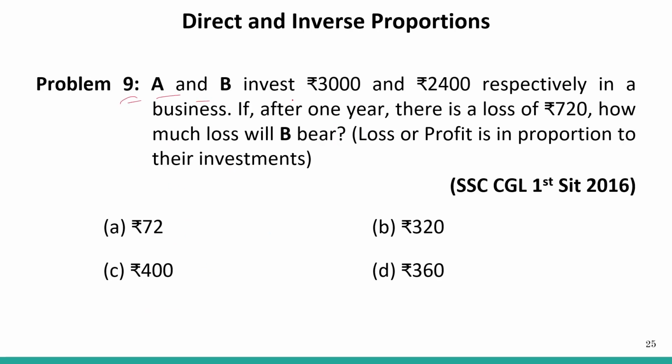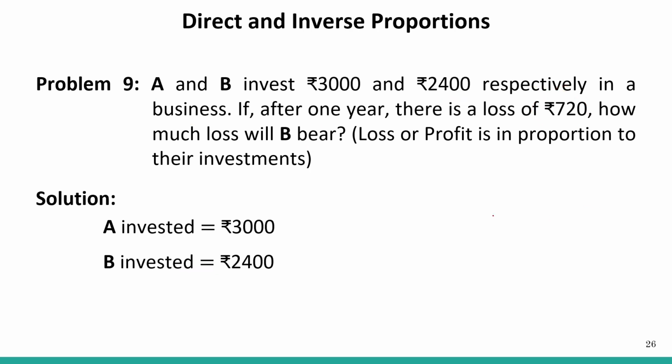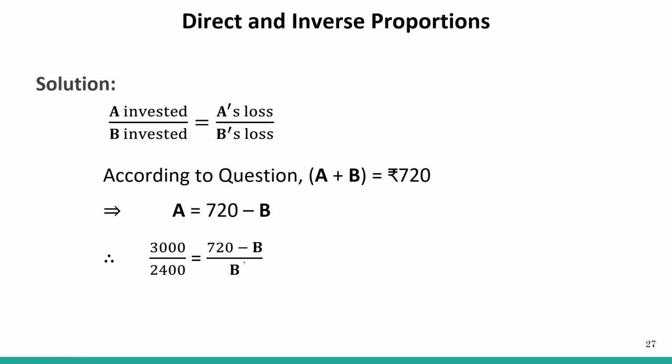So if A and B invest 3000 and 2400 respectively in a business, after 1 year there is a loss of 720 rupees. Okay, so the loss is 720 rupees. So how much loss will B bear? Loss or profit is in proportion to their investments, right? So is it 72, 320, 360 or 400? Let's figure it out. This question has been asked in SSC CGL first sitting 2016 exam. So A invested how much? 3000. B invested 2400, right?